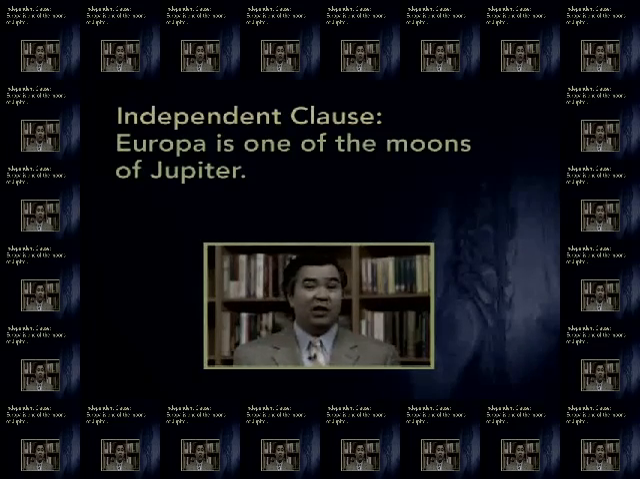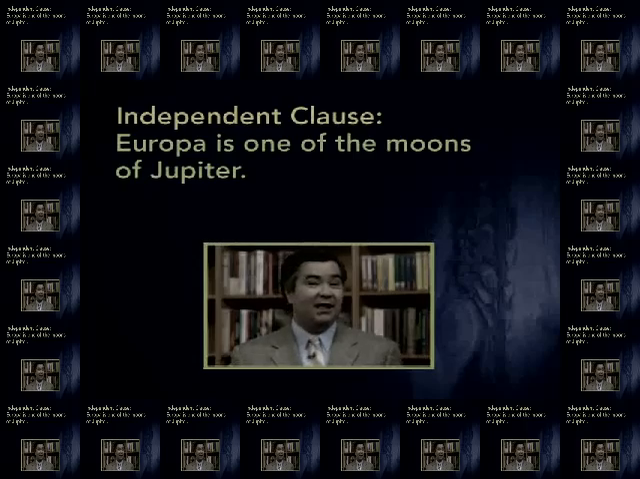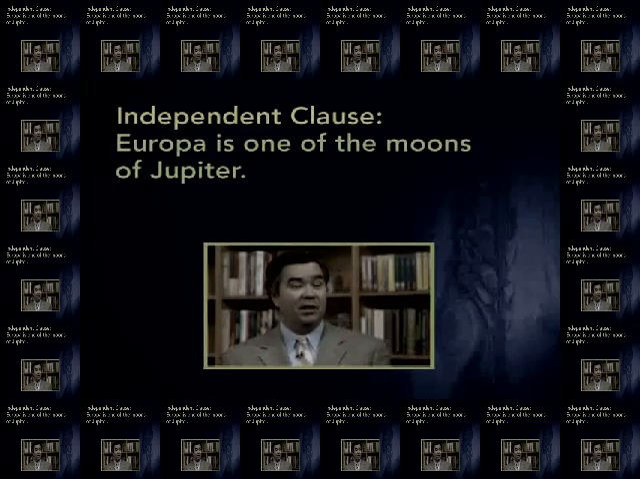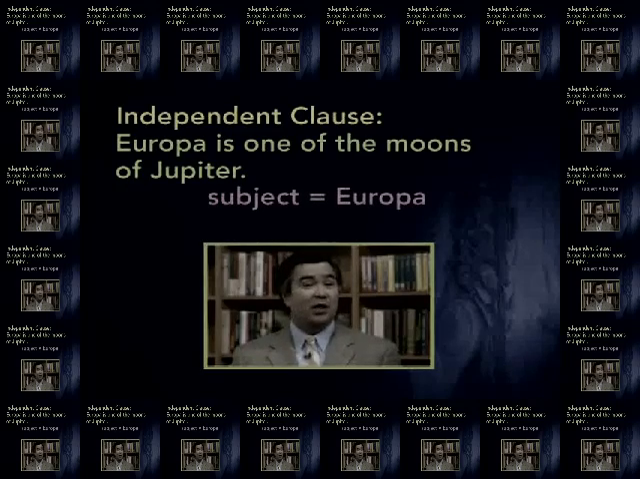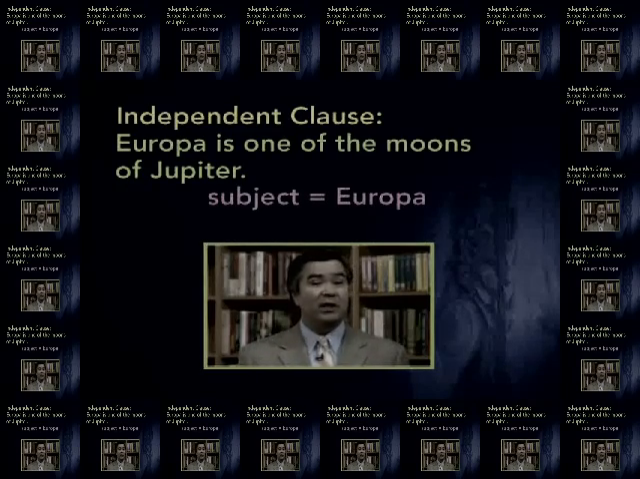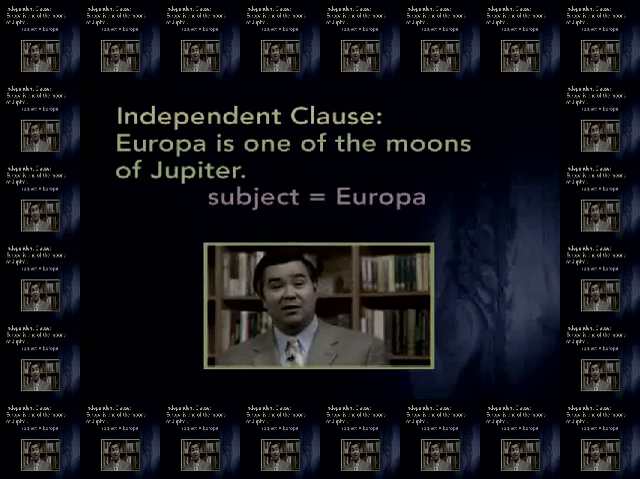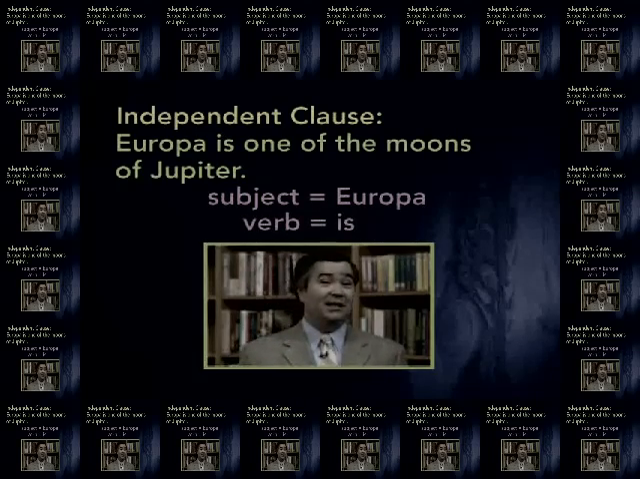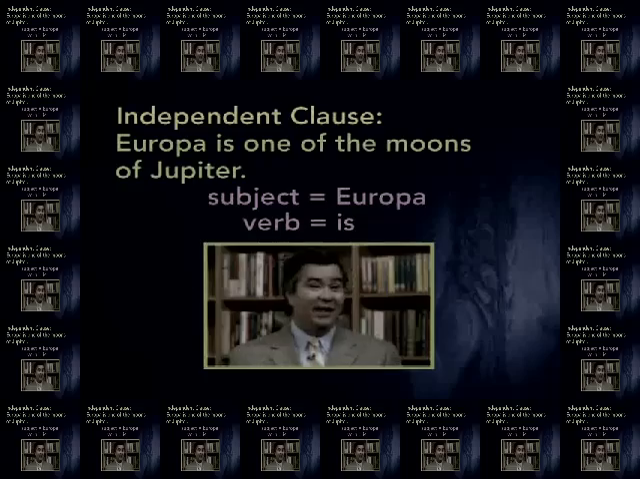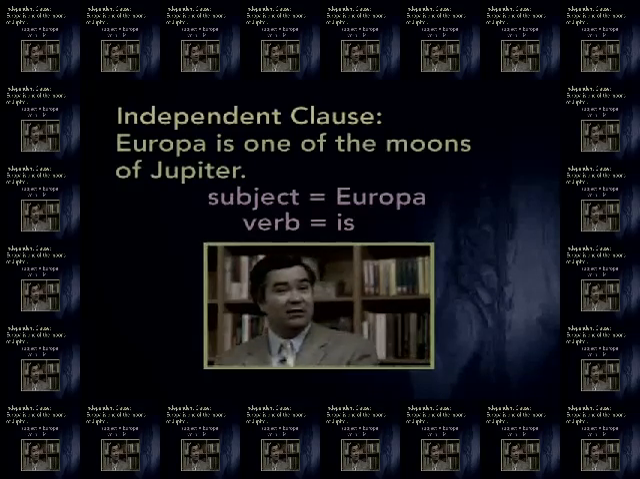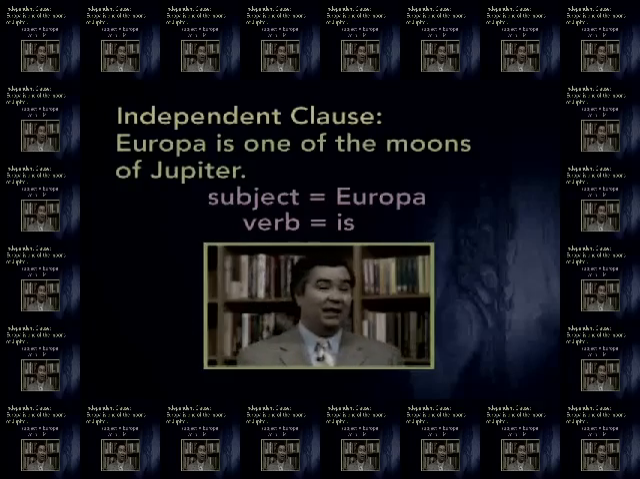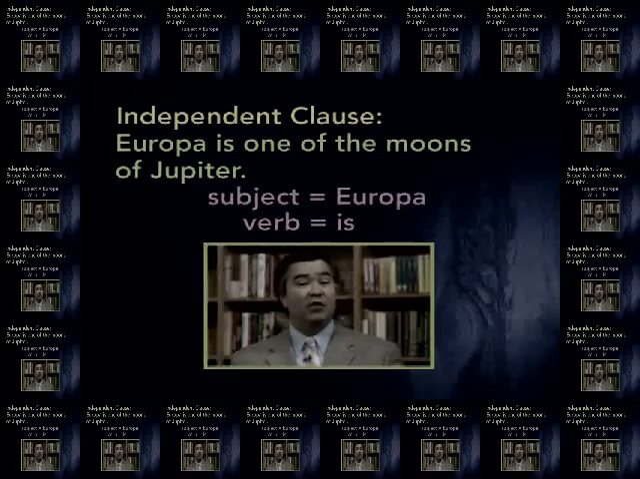Now, this is a clause because it's a group of words that contains both a subject and a verb. Can you identify the subject and the verb in this sentence? The subject is Europa. Europa is what the sentence is about. The verb is "is." That is what Europa is or does in this sentence. It is something. And the rest of the words tell us what Europa is. One of the moons of Jupiter.